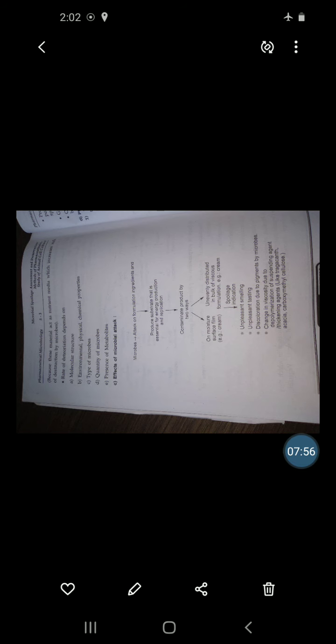Next, pharmaceutical ingredients susceptible to microbial growth. In that, first, therapeutic agents.